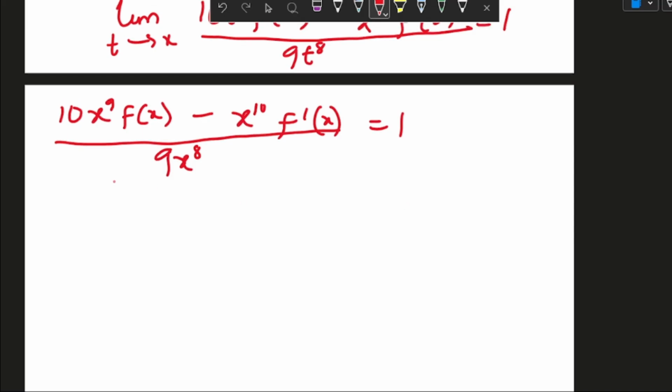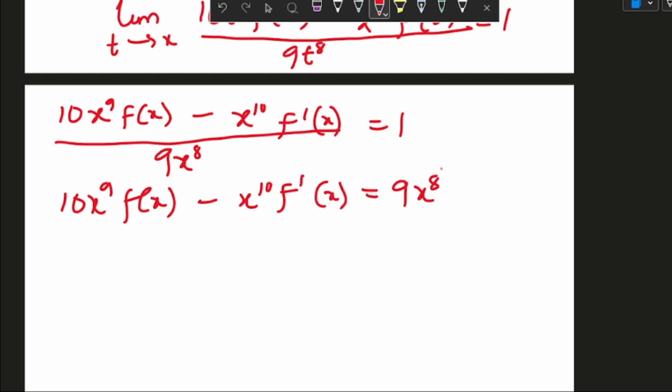So we'll continue solving, and we'll cross multiply. In this case, we have 10x to the power of 9 f of x minus x to the power of 10 f prime of x equals 9x to the power of 8.